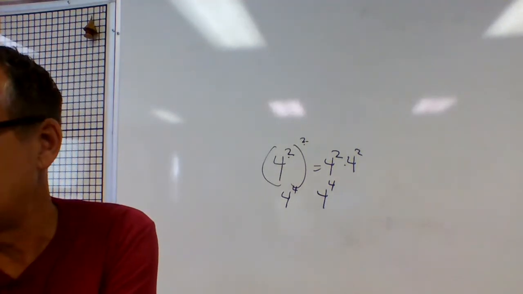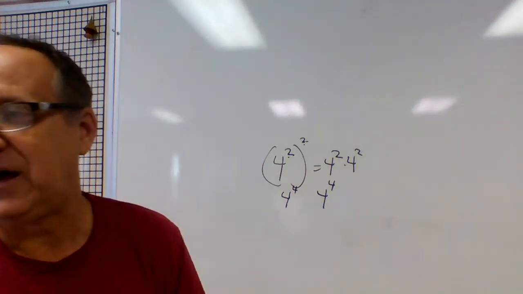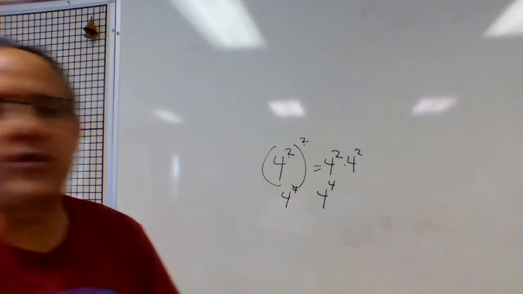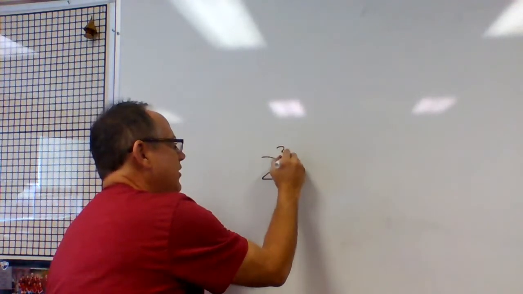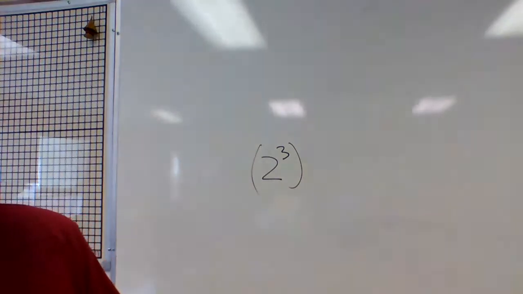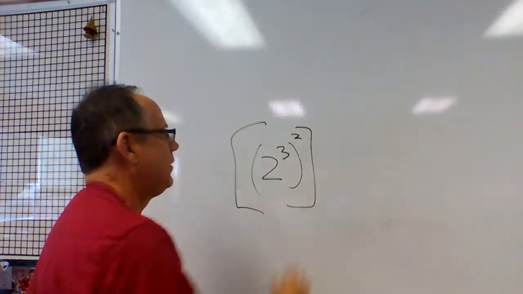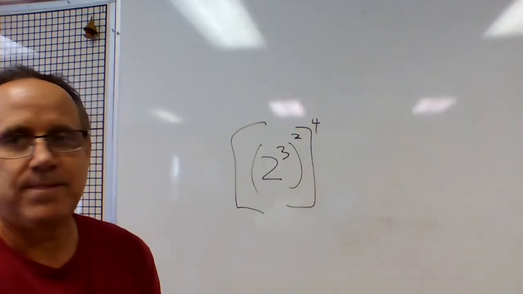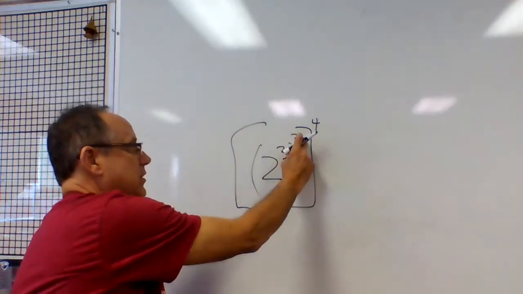And let's take a look at the top of page 393. We have 2 to the 3rd. So let's look at what we have. We have 2 to the 3rd in parentheses, then we have a 2, then we have a bracket, and we have a 4. So ultimately what we're doing is multiplying.